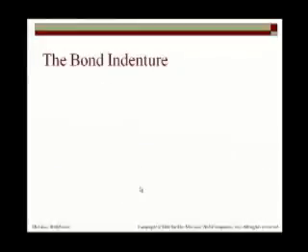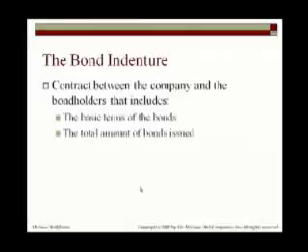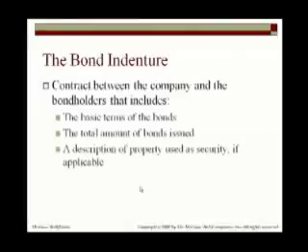Now, the document that summarizes the legal obligations of the firm and the rights of the debt holder is called a bond indenture. It is the contract between the company and the bondholders. It includes the basic terms of the bond as well as the total amount of bonds issued. If there's any security that's being pledged as collateral, that's described.